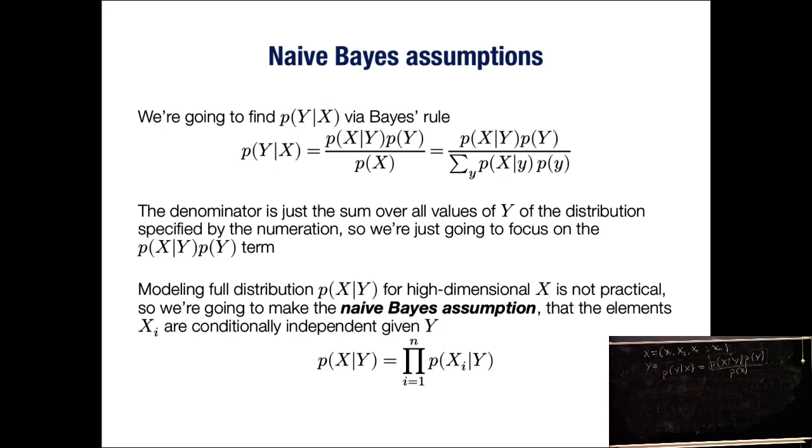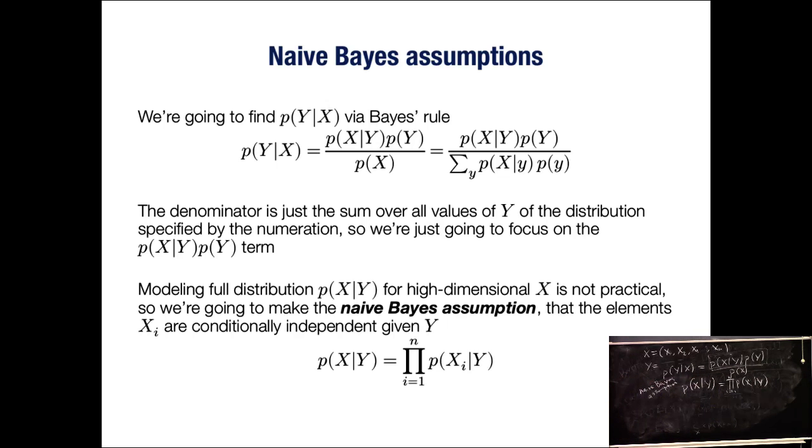So what naive Bayes does is it makes what's called the naive Bayes assumption. And the assumption we're going to make is that the features are conditionally independent given the output y. This is not true in general. This is not true of general probabilistic models, but this is what we're assuming: that the probability of x given y is equal to the product from i equals 1 to n of individual distributions, p of xi given y.